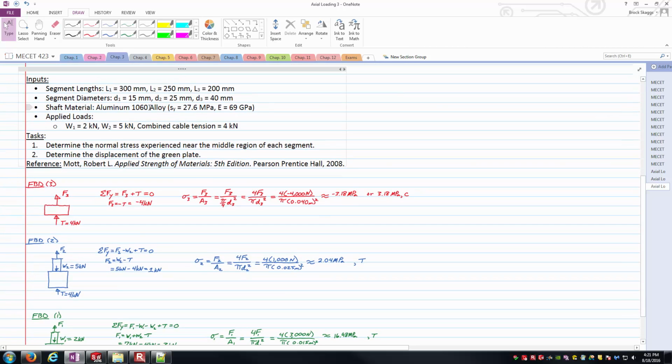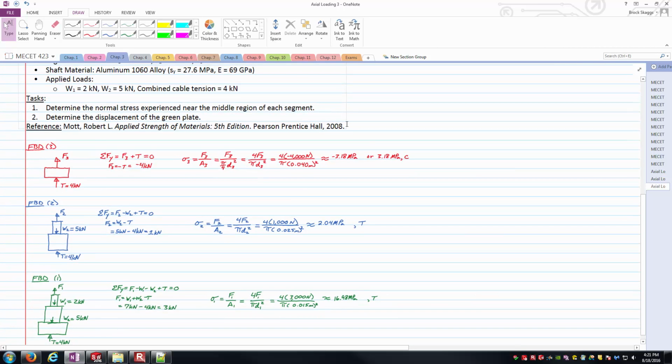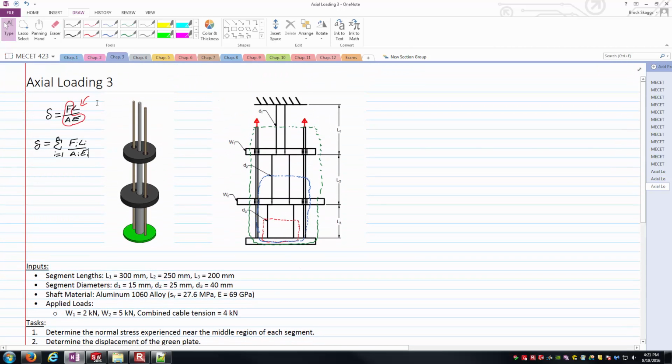The material was 1060 alloy, as you can see. The yield strength is 27.6 megapascals, and then I'm going to look at the stress values you computed. You can see 3.18, 2.04, 16.98, roughly 17 megapascals is the closest we get. That is less than our yield strength, and so we are good. We are able to use this formula here.